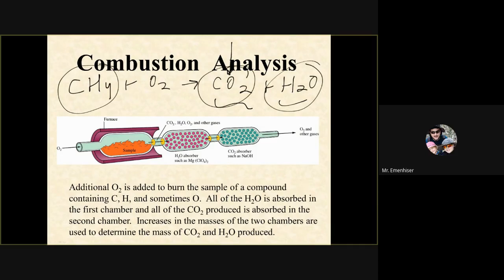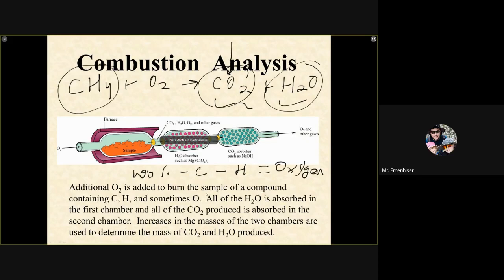And so if you do this reaction, record the amount of CO2 you make, record the amount of water you make, then you can determine what percentage of the sample is carbon, what percentage is hydrogen, and then you take 100%, subtract the carbon, and then subtract the hydrogen, and what do you get? You get the only remaining element, which is oxygen. So this is the deal here. This is what we're doing with combustion analysis.